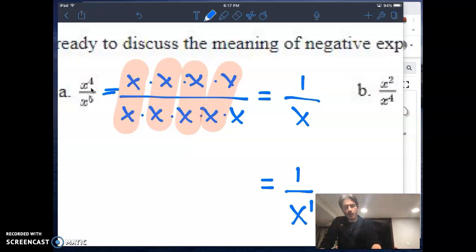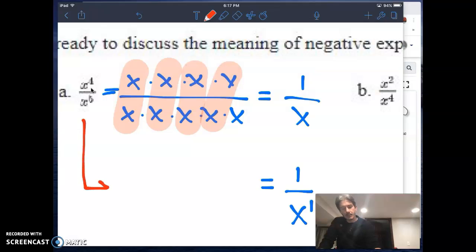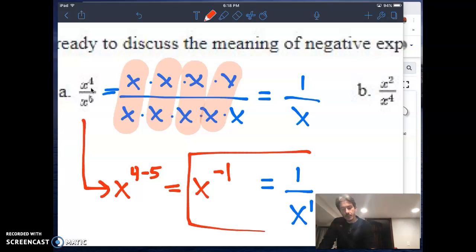Okay, now check out this alternate representation, because one more time, I'm going to take this and work that quotient rule. Right? We know what the answer should look like. But look, that quotient rule says I can take and rewrite it like that. Well, what's 4 minus 5? And folks, here is our rule for negative exponents.